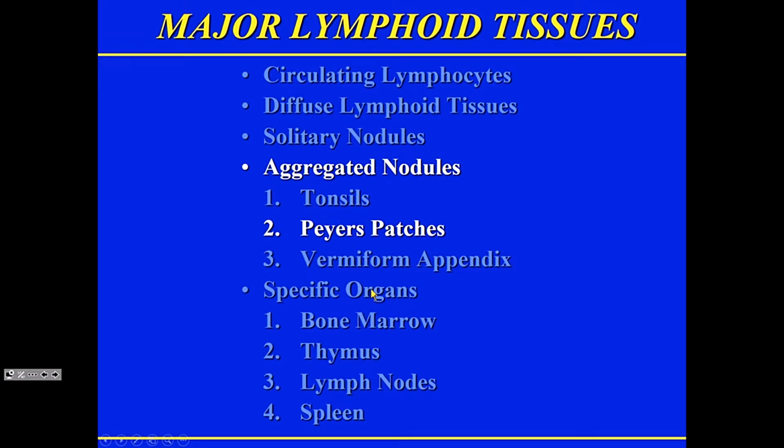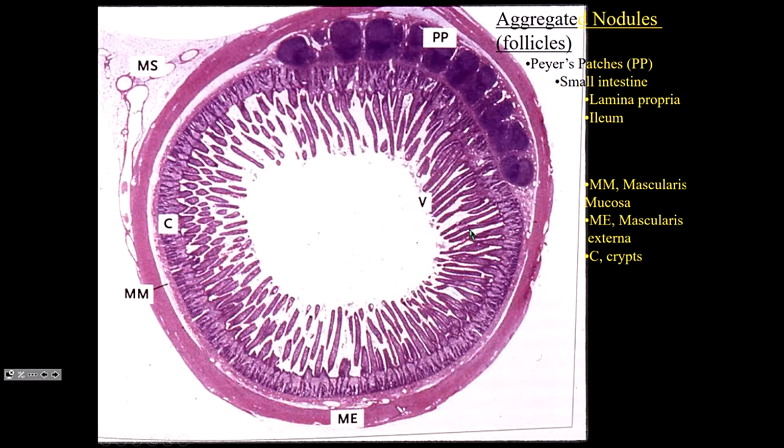Similarly, we have aggregated nodules in Peyer's patches. Peyer's patches are these aggregated nodules that occur ostensibly in the ileum of the GI tract. And again, they can be formed and dissipate. They can be formed from loose lymphatic tissue that can then aggregate to form, in this case, primary nodules because we don't see a well-defined germinal center. So these are Peyer's patches, aggregated nodules in the ileum.